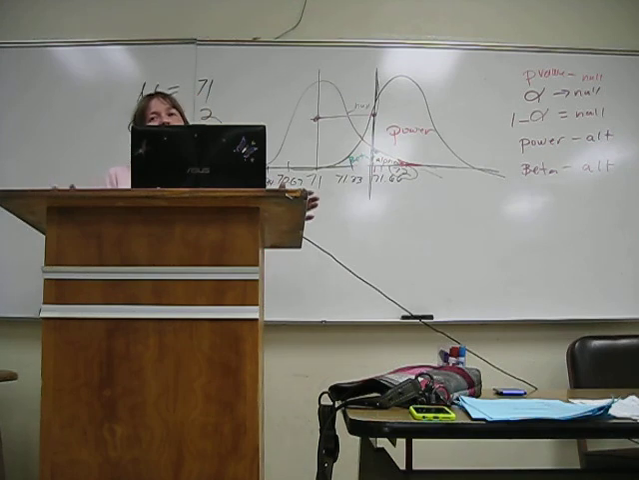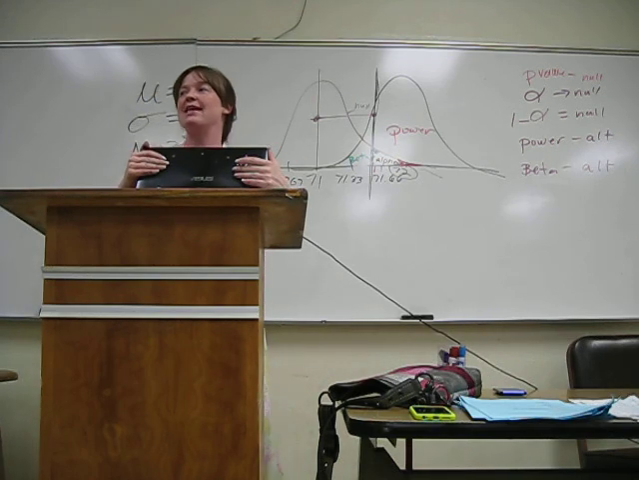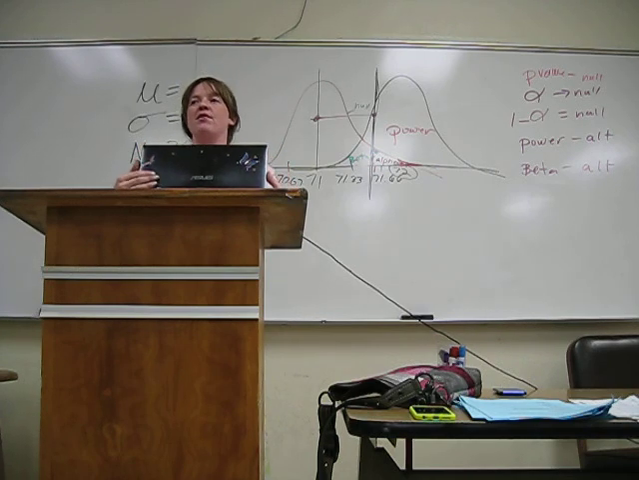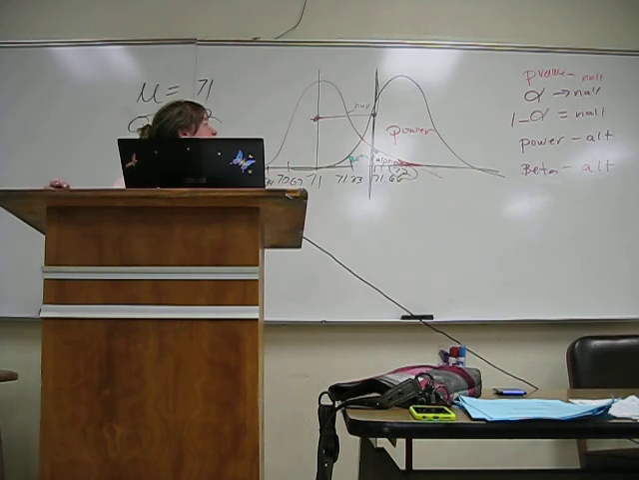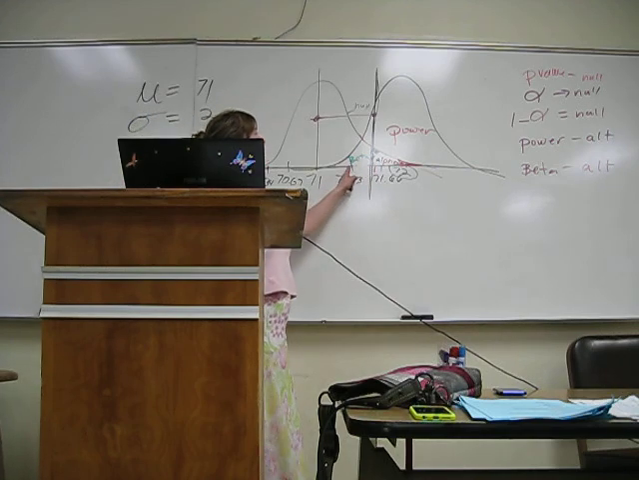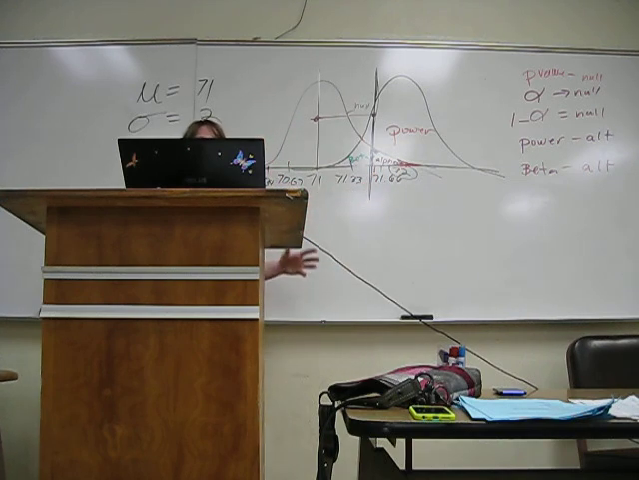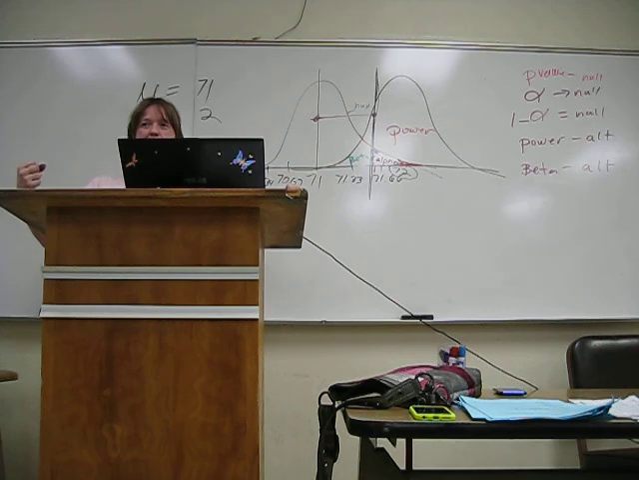Does anything influence alpha? Who remembers that? Anything besides you? You pick it, right? If you collect more people, will that make alpha smaller? No, because you pick it. It's 0.05, right? But there are some things that can increase power and decrease beta. Anything that would increase power would decrease beta. Anything that would increase beta would decrease power, right? Because they're just two halves of the alternative hypothesis sampling distribution.